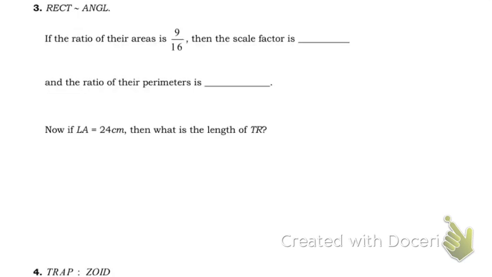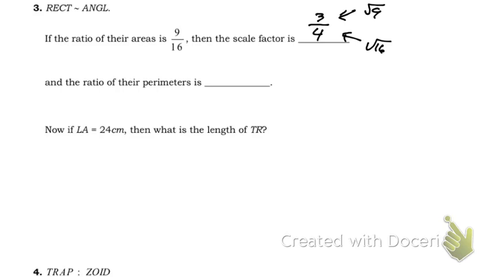All right. So we have, I guess, a four-sided figure called rect and angle. If the ratio of their areas is 9 over 16, what is the scale factor? So our scale factor is just the lengths. Our scale factor is comparing lengths. So if our ratio of areas is 9 over 16, who can give me what that length ratio is going to be? Akshay: It's going to be 3 over 4. In other words, we have the square root of 9 over the square root of 16.